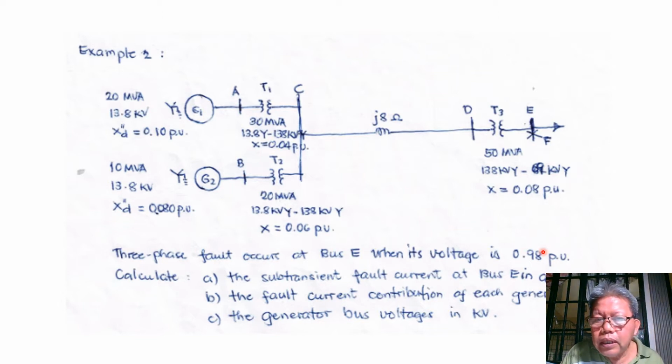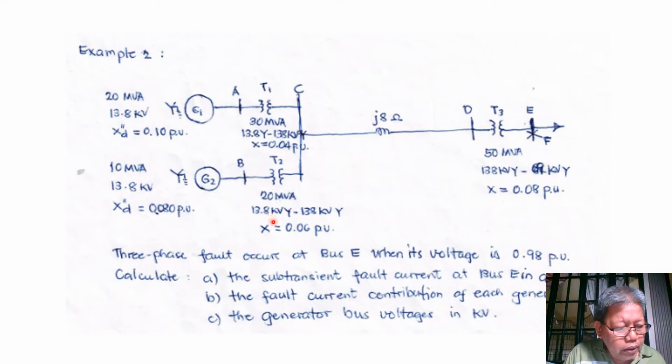Meaning we have to get the actual full current at bus E, in amperes. And then letter B, the fault current contribution of each generator, both in per unit and the actual.